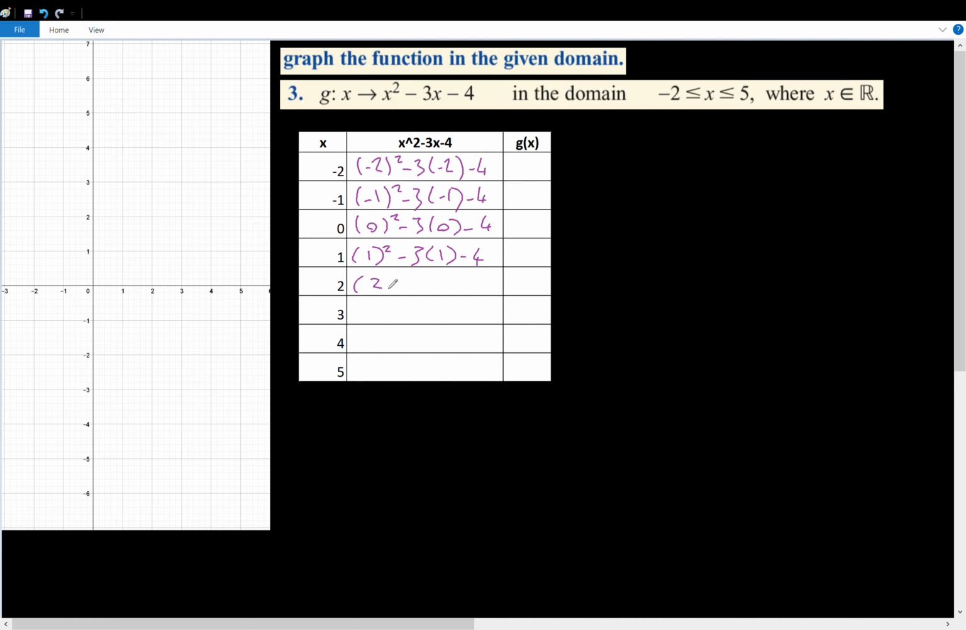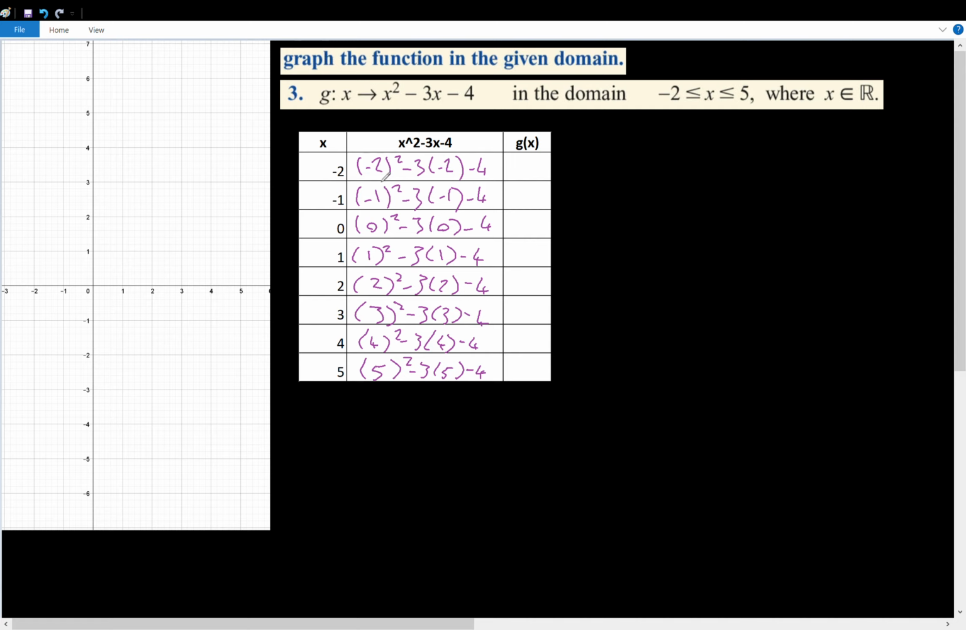So minus 2 squared minus 3 times minus 2, then 2 squared minus 3 times 2 minus 4, 3 squared minus 3 times 3 minus 4, and 4 squared minus 3 times 4 minus 4, and the last one we've got 5 squared minus 3 times 5 minus 4. And then all we've got to do is work each of these out to get our equivalent g of x for each of them.